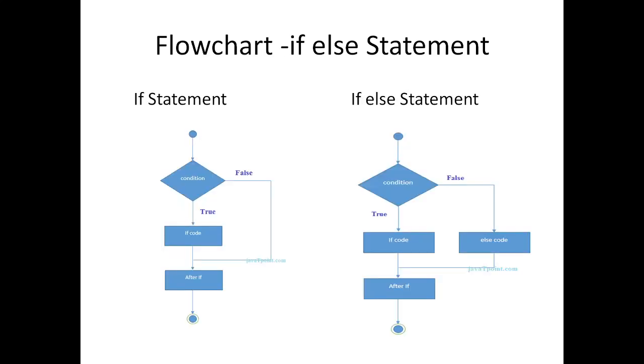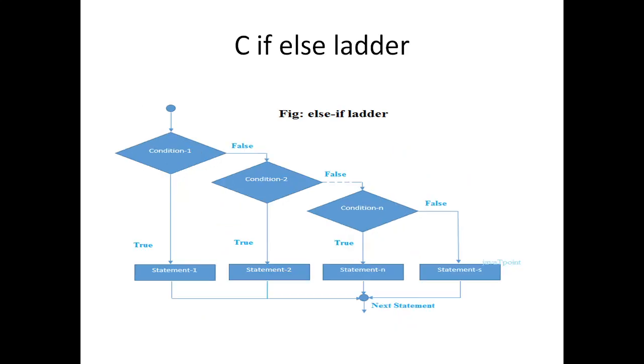So in case of the if statement, we will be checking the condition inside the if. If this condition is true, then what code to execute? If the condition is false, what code to execute? We can use if alone. If the condition is true, then this is the if code. Similarly, if else: if the condition is true, which code to execute, and if the condition is false, which code to execute. We can also use the else if ladder.